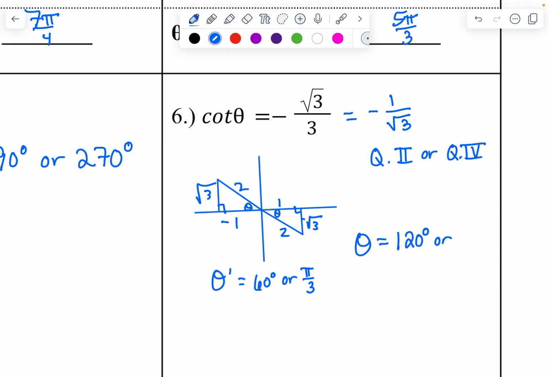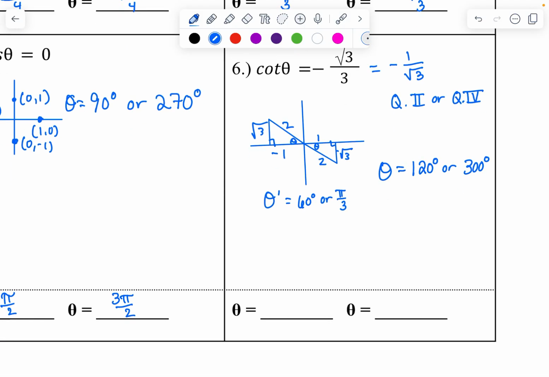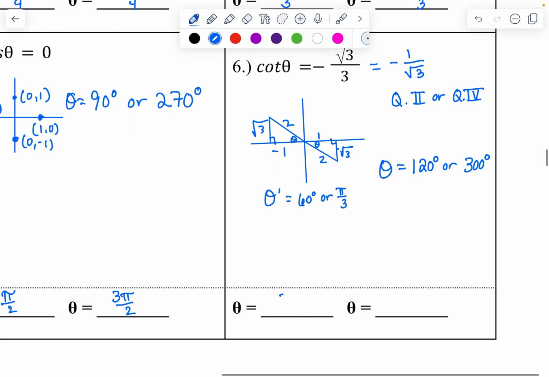And in quadrant 4, it's 360 minus your angle measure. So the other one would be 300 degrees. Or in terms of radians, we're either at 2 pi over 3 or we are at 5 pi over 3. Because 2 pi over 3 is over here, pi thirds away from pi, and 5 pi over 3 would be here, pi thirds away from 2 pi.